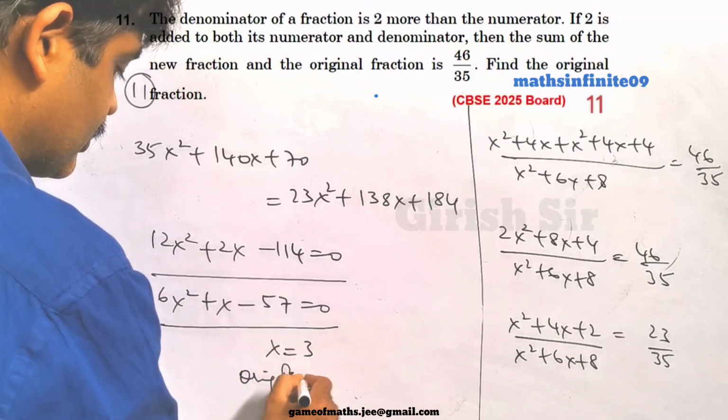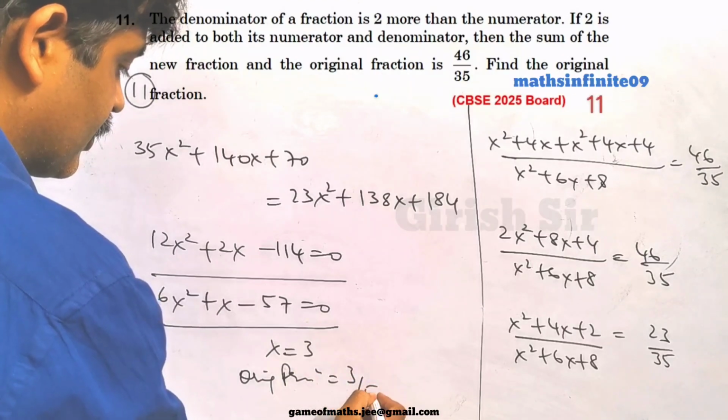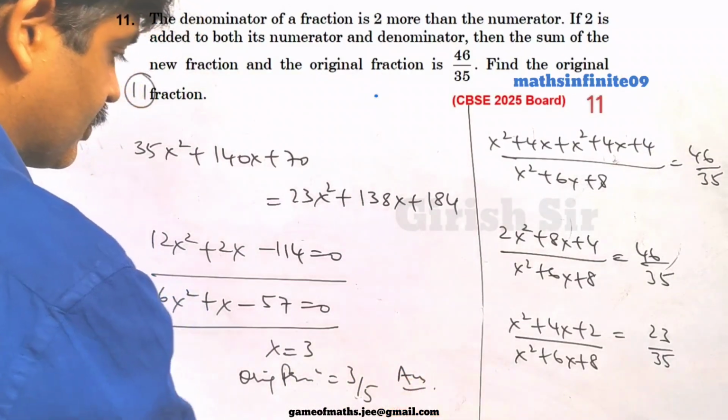So the original fraction should be 3 by 5. This is the required answer.